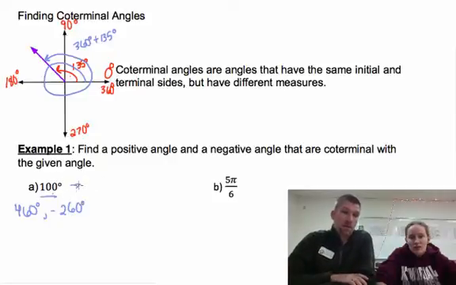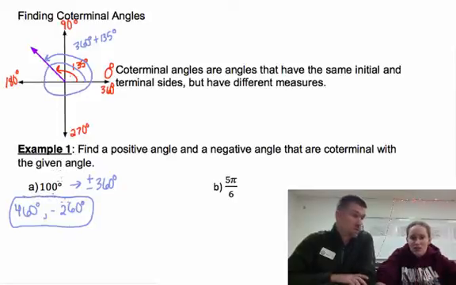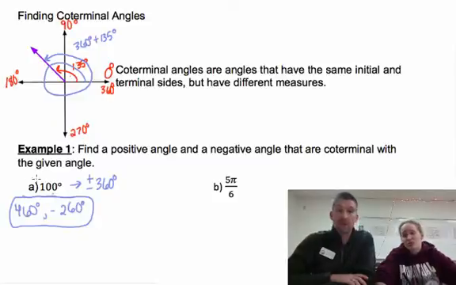Right. So to do this, we added and we subtracted 360 degrees, and that gave us these two numbers. We could keep going, and we could find infinitely many more angles, as many as we wanted to, and just keep adding and keep subtracting 360. Yep. How about this 5 pi over 6?